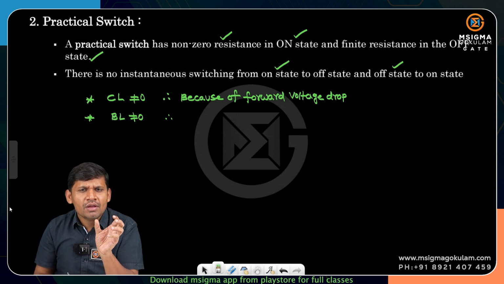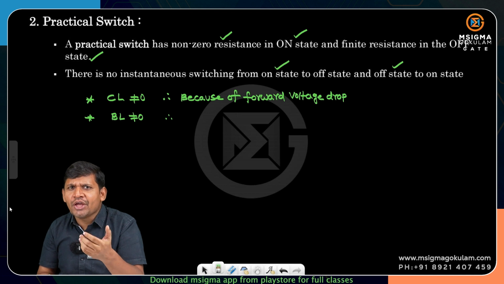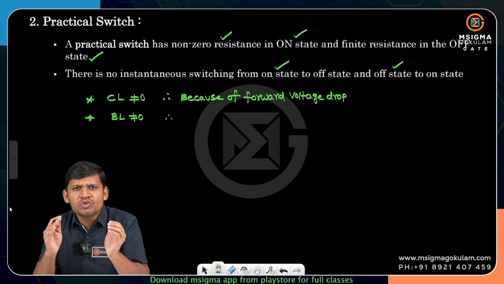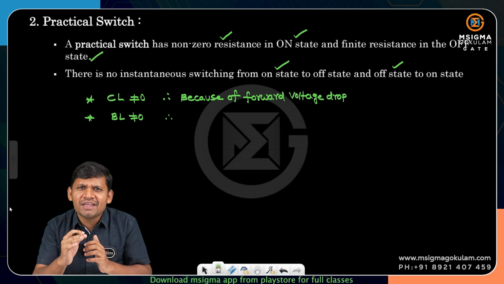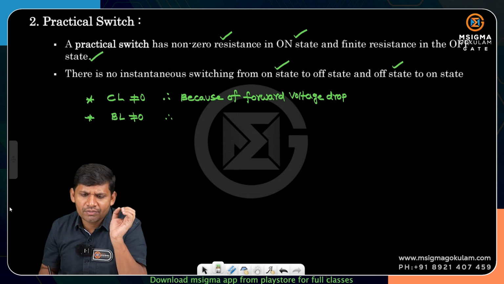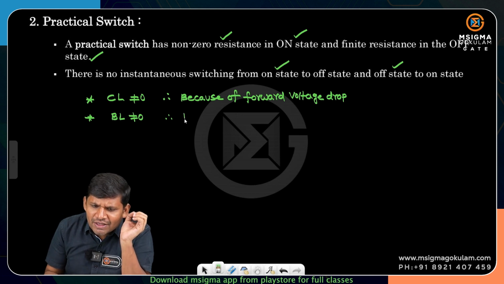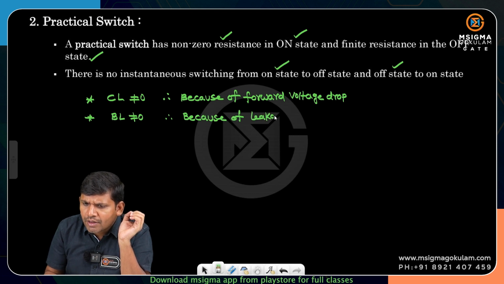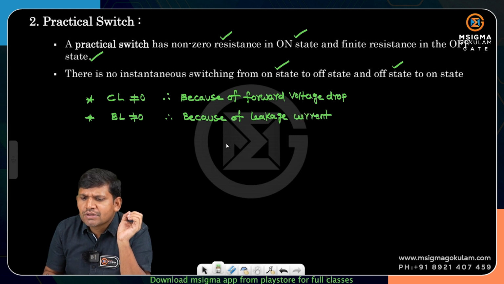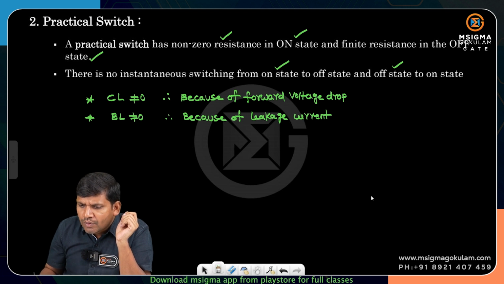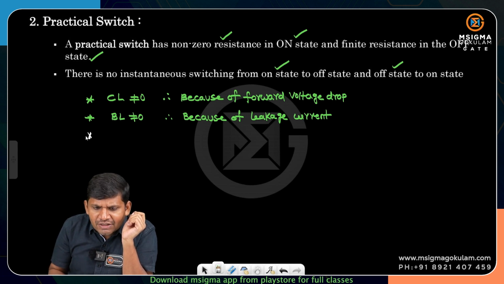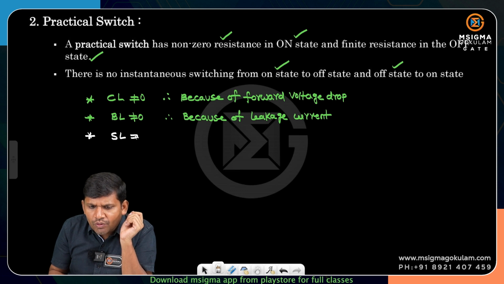No doubt, under off state the diode is blocking the voltage, but there exists some leakage current. What the leakage current is, we will see in the diode operation. Because of the leakage current, the blocking losses are not equal to 0. Then there exist switching losses also.